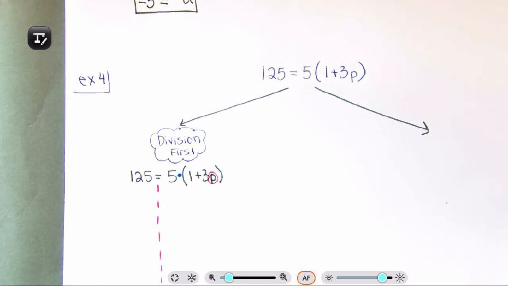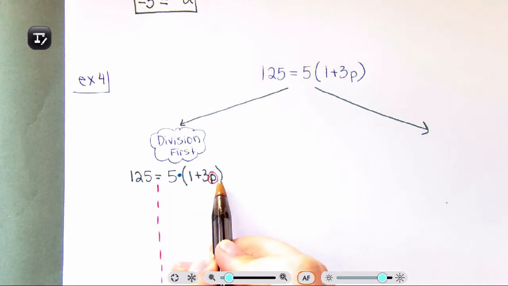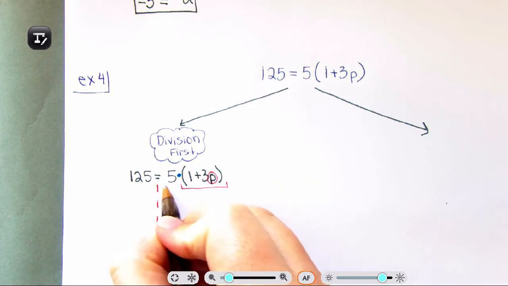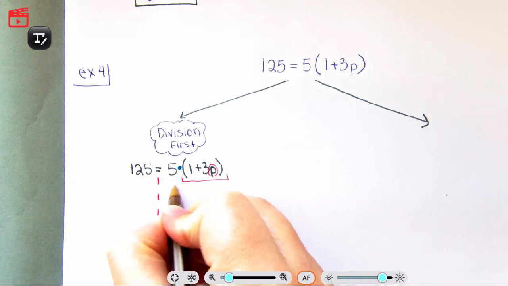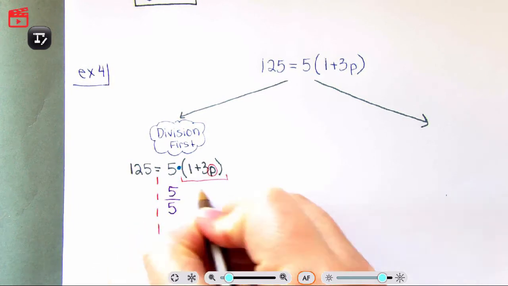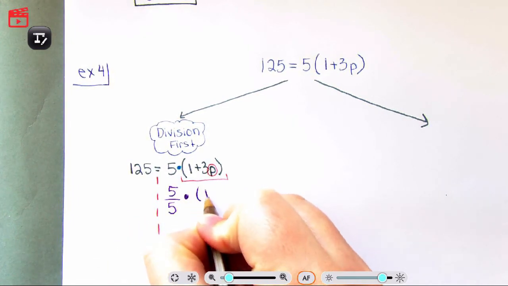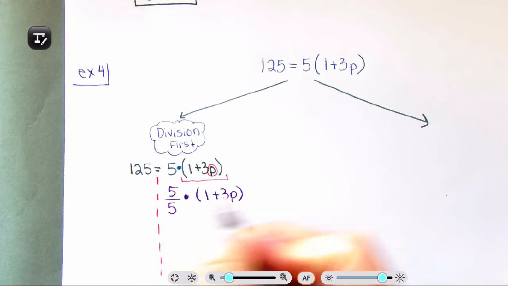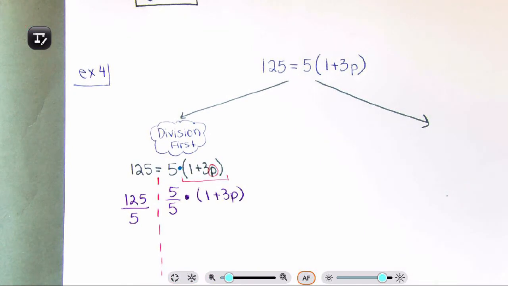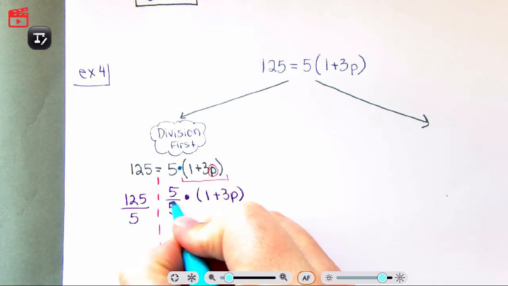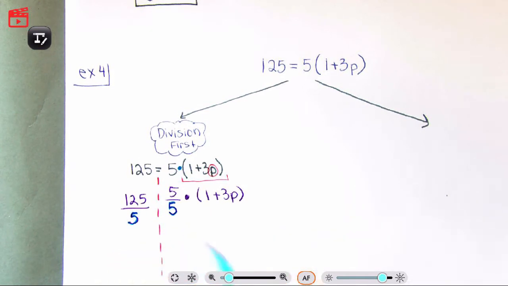This is a shortcut. So because we have 5 times something, right? This is your something. This is 5 times something. We're going to undo that. And so instead of saying 5 times something, I'm going to undo that by saying 5 divided by. So I'm going to say 5 divided by 5. I still have my times, 1 plus 3p. 125 divided by 5. Again, those 5s have to match. What I do to one side, I have to do to the other. So if I'm dividing by 5 on one side, I'm dividing by 5 on the other side.